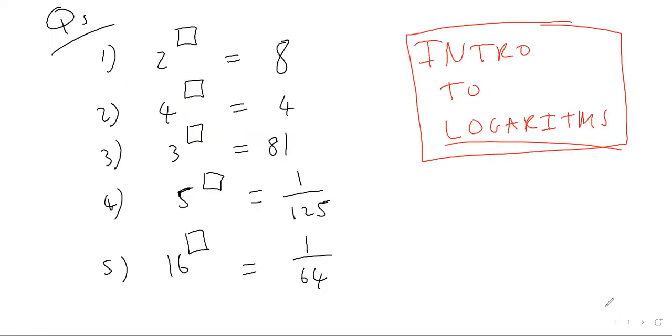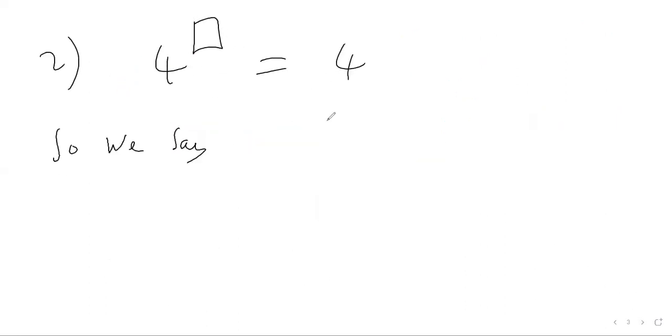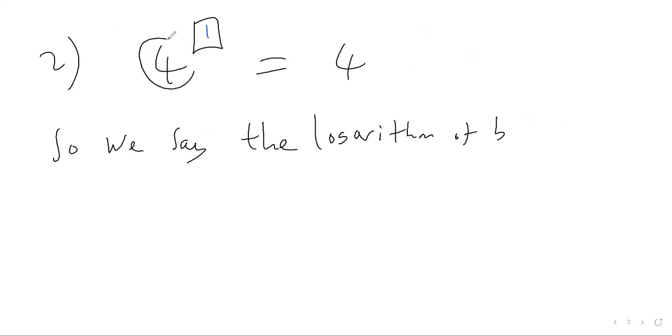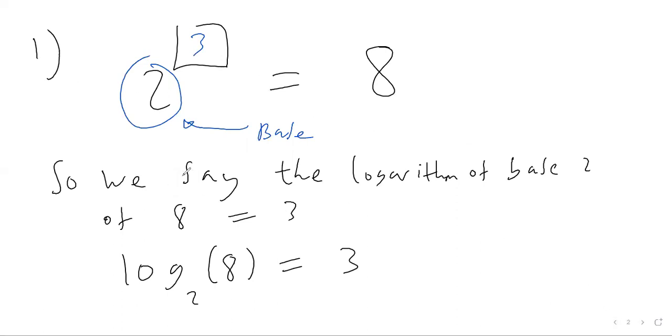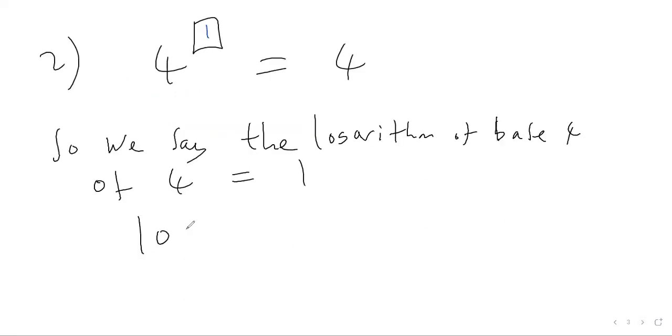We're going to do the next 4 examples to get some more practice. 4 to the power of something equals 4. What's going to be in this missing box? That's going to be the number 1, because 4 to the power of 1 is 4. So we say the logarithm of base 4 of the number 4 is equal to 1. Similar to before, where the logarithm of base 2 of 8 is 3 because the power there is 3. Here the log of base 4 of 4 is equal to 1 because 4 to the power of 1 is equal to the input.